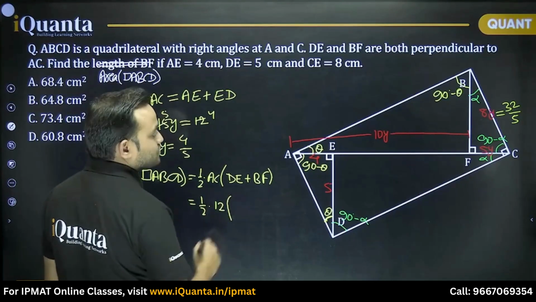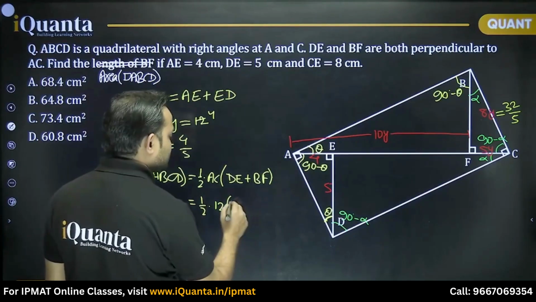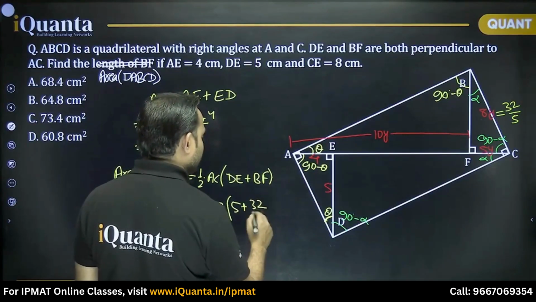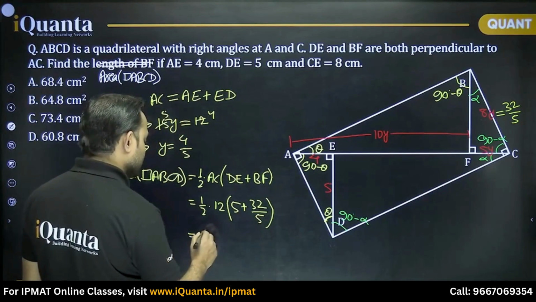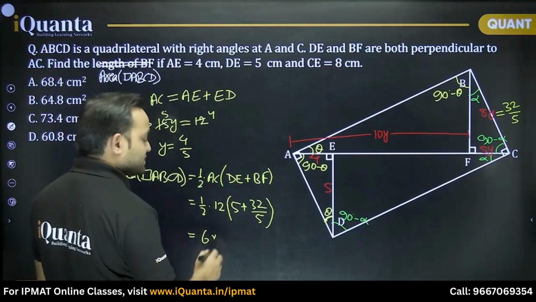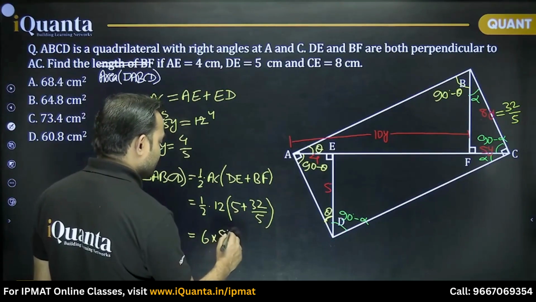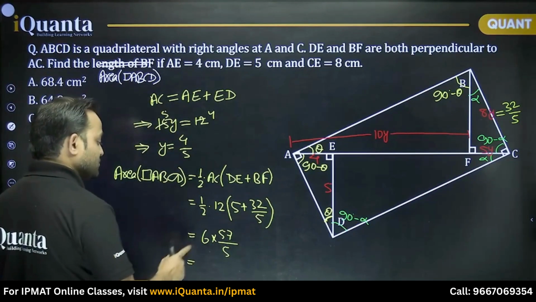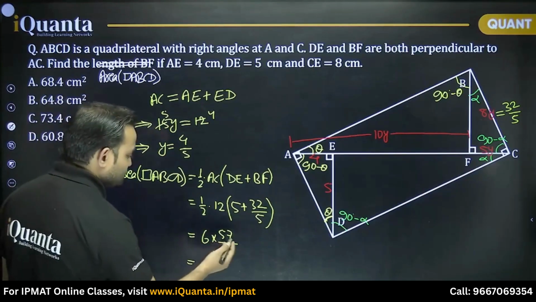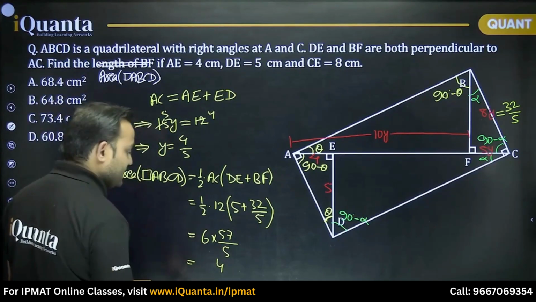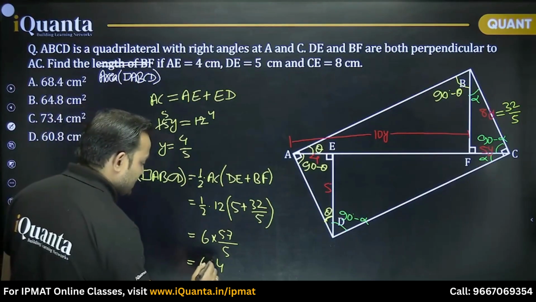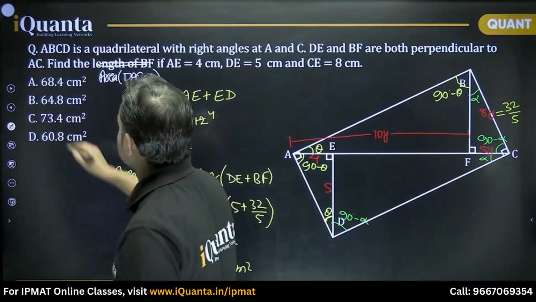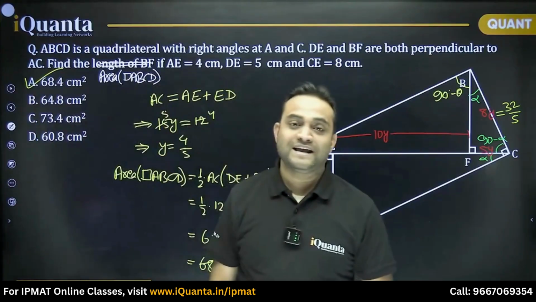12 into, what is DE? DE is given, which is 5. What is BF? BF we got, which is 32 upon 5. So this will become 6 into 25 plus 32 is 57 divided by 5. So from there, this is equal to 1.2 times 57. So 12 into 7 is 84, carry 8. 12 into 5, 60, 68. So 68.4 centimeter square. And if you check the options, option A is our answer.